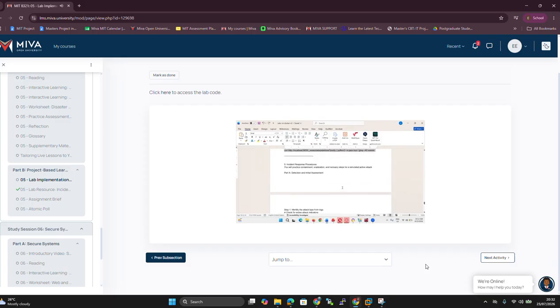In part 5 is where we do incident response. Look at the incident response procedures, where you have to practice containment, eradication, and recovery steps for any simulated active attack. So part A of this is for detection and initial assessment.